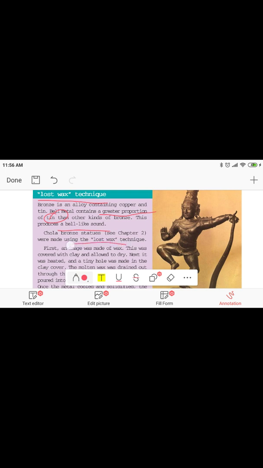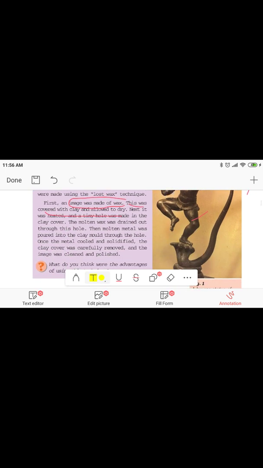So using the wax image, whatever you have to make, first it was made of wax. After that, it was covered with clay. Now once it has been covered with clay, it had to be allowed to dry. Yes, my dear children, it had to be allowed to dry. Once it was dried, it was heated so that the wax inside it melts out.